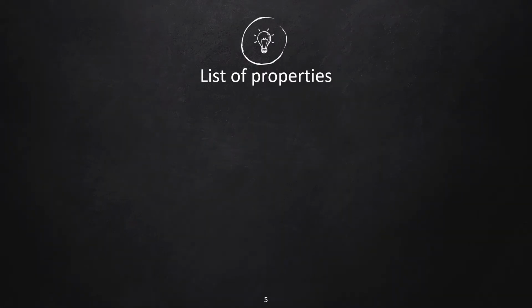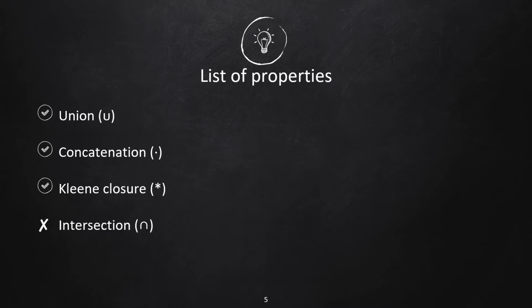In this video, I will discuss 5 closure properties of context-free language. They are union, concatenation, Kleene closure, intersection, and complementation. Out of these closure properties, context-free language is closed under union, concatenation, and Kleene closure. But context-free language is not closed under intersection and complementation.